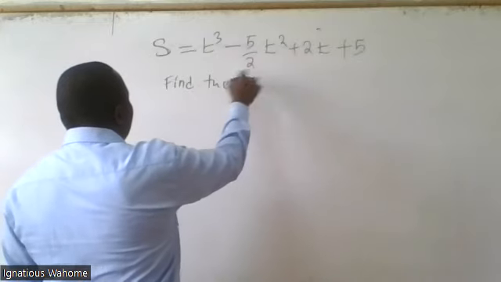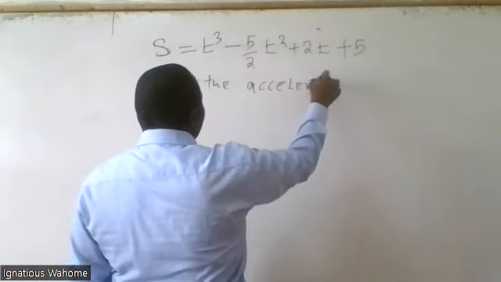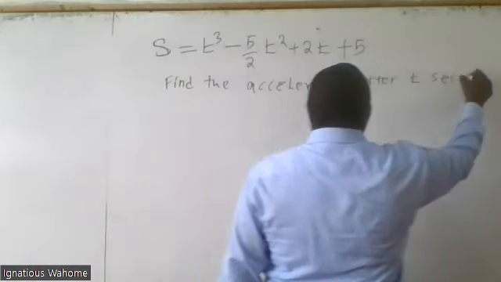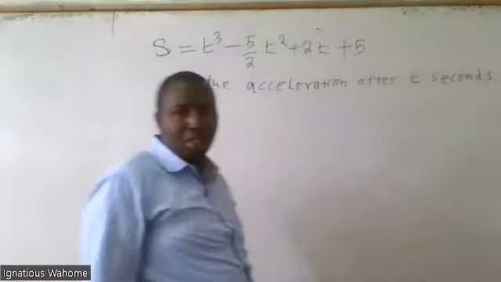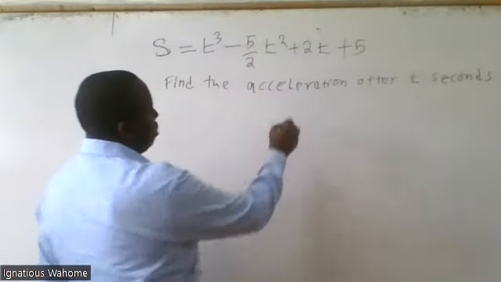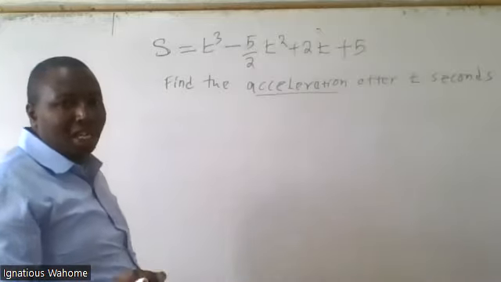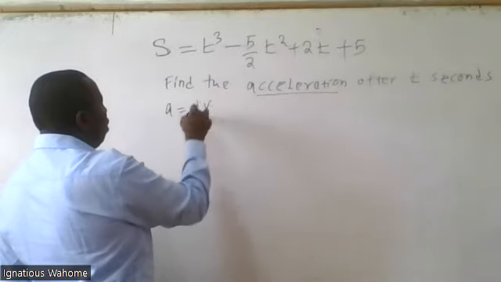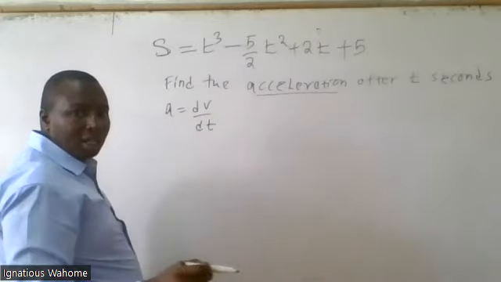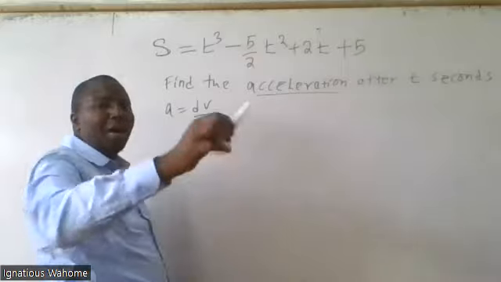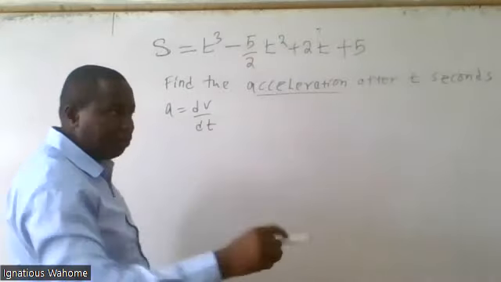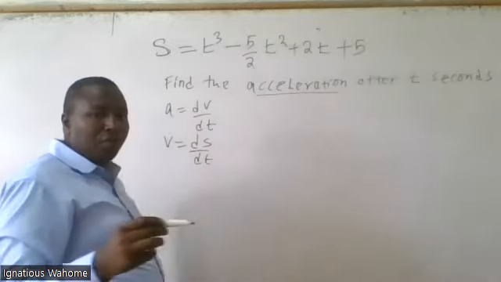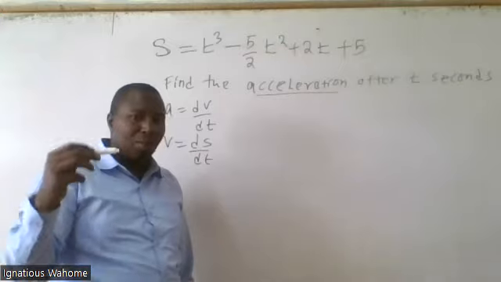Find the acceleration after t seconds. When you talk of acceleration, it is the rate of change of velocity with time, dv over dt. But before you go to this, you must go back first to velocity. Velocity is equal to ds over dt, the rate of change of displacement with time.